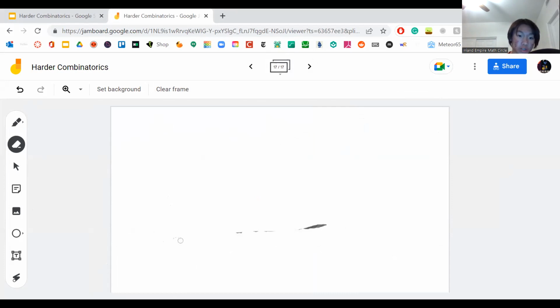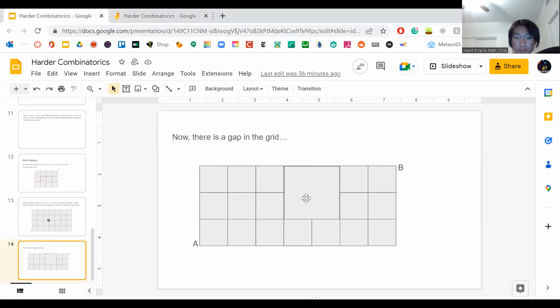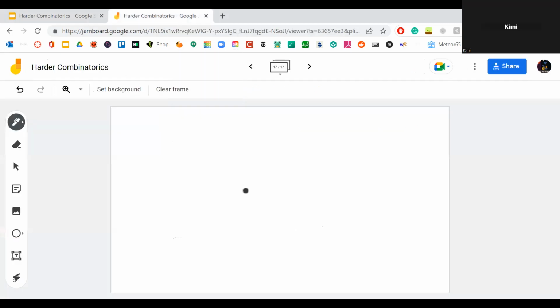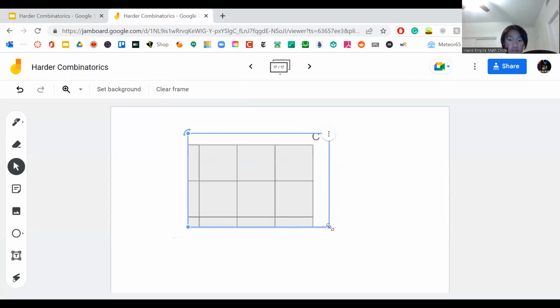I'm going to draw a smaller grid here so we can visualize that. You should just copy and paste it. I'll just copy and paste this little grid here. Yeah. I don't know if it works on Jamboard though. Oh, look at that, it works. Yep, it does. Nice.